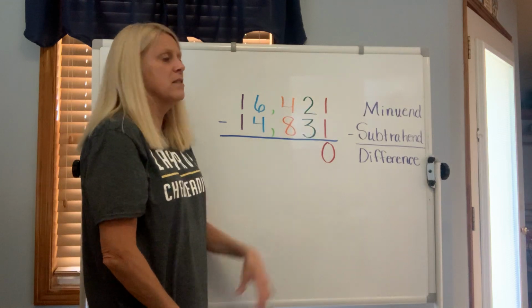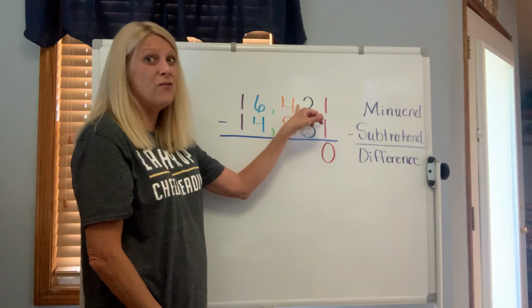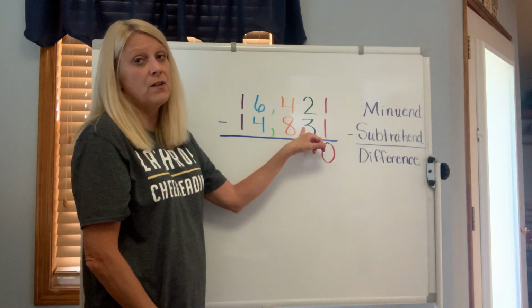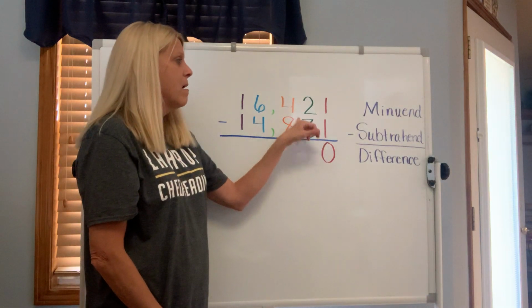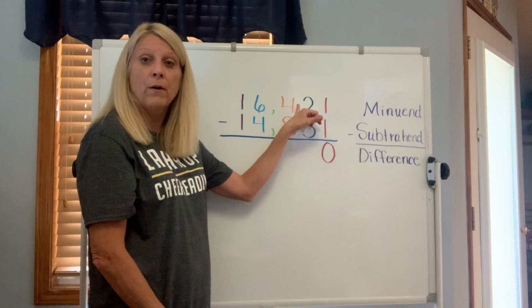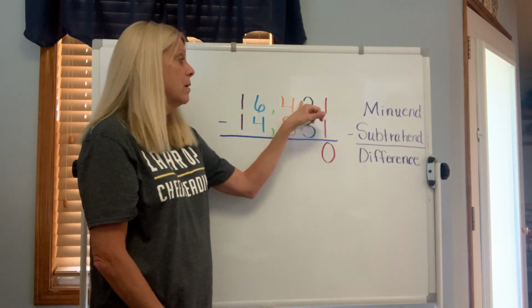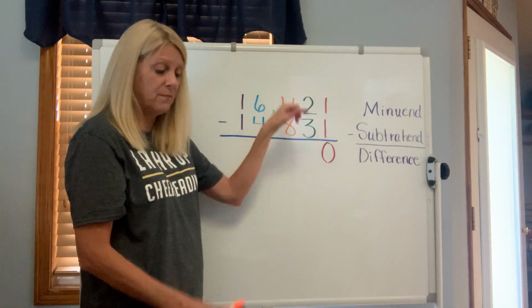Let's go on to our tens. 2 minus 3. We can't do that, can we? Because we know the number on top has to be larger than the number on the bottom so that we can subtract. We're going to have to get more. How can we get more? Where are we going to find more? We're going to come over here to our hundreds.